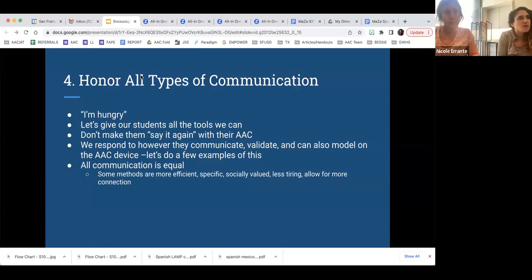Anything else, or should we keep going? We have another question, just one more. Suppose the student has a behavior issue in using the device, how do we de-escalate in order for them to use the device? It's going to depend on the student and where they are in their communication and where they are in learning to use the device and what we think they're trying to communicate.